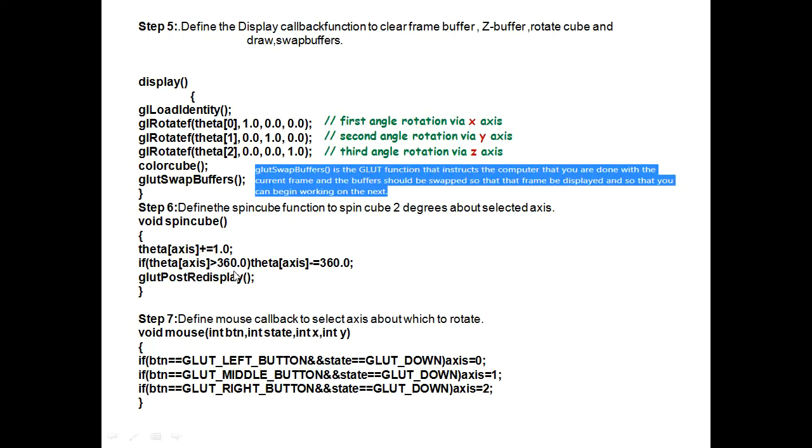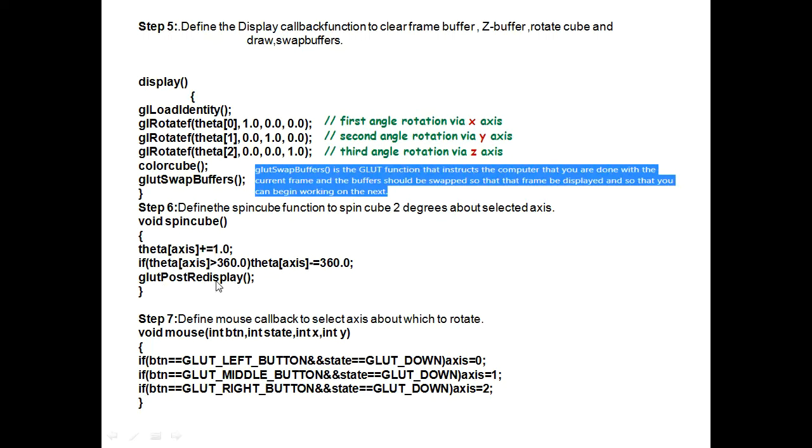When it reaches 360, the angle is automatically reduced. It will move till 360 degrees, and once it reaches 360 degrees, it automatically goes back to 0 degrees. Once again it starts displaying, and here you call glutPostRedisplay.